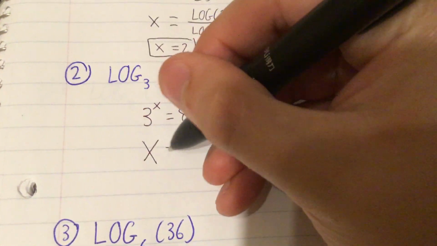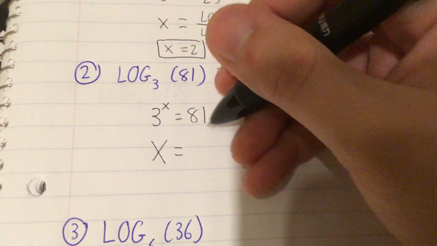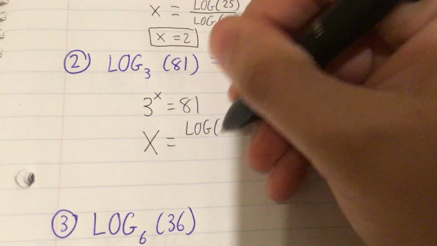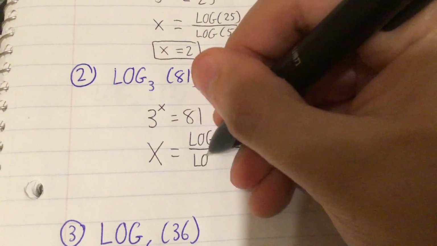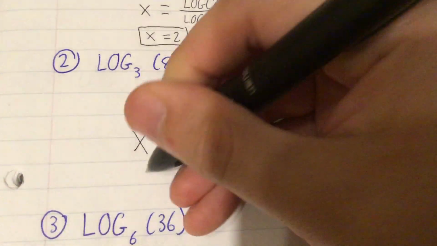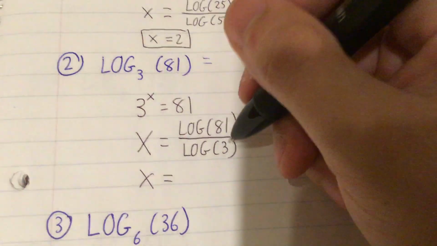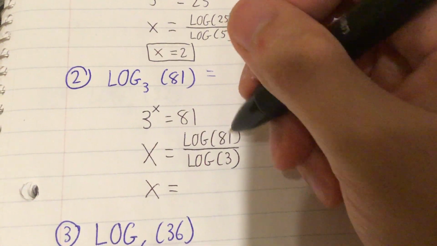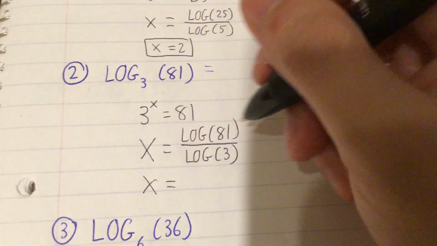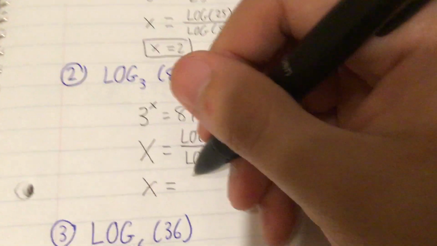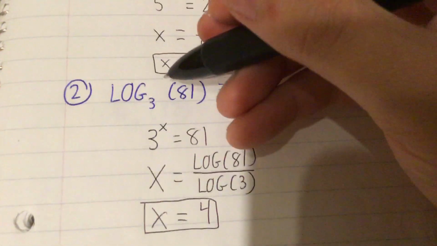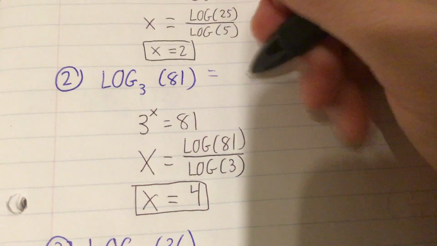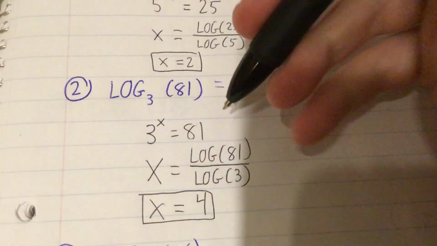So we've got the exponent is equal to the log of the output, or the log of the argument, divided by the log of the base. So that's x is equal to log of 81 divided by log of 3. You plug it in the calculator, close the parentheses on the 81, and you should get 4. Because that means 3 to the 4th power is 81, and we win.